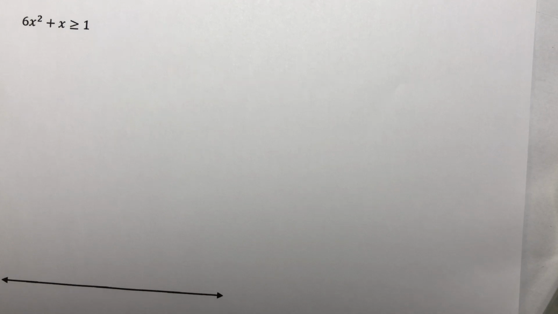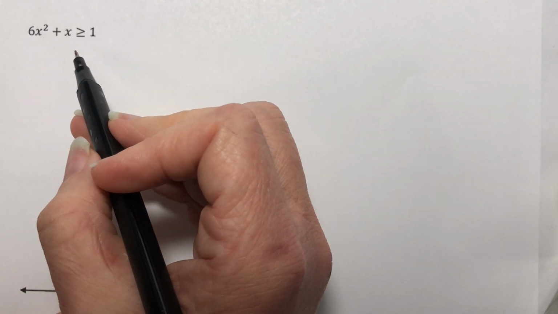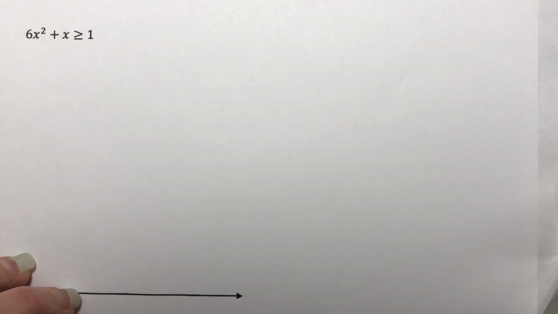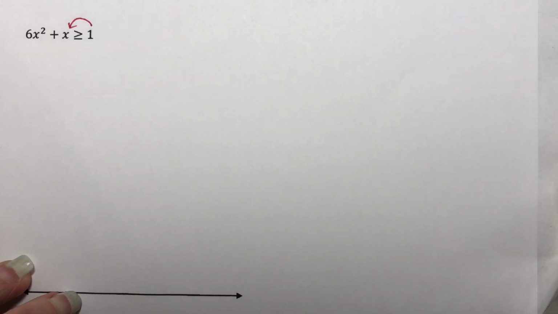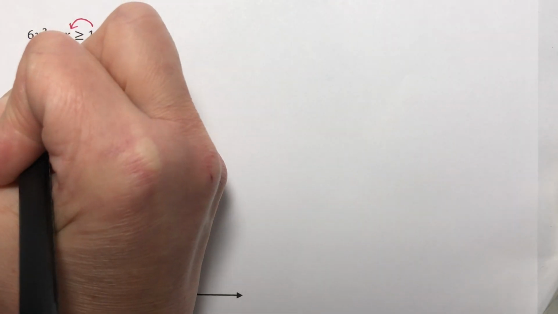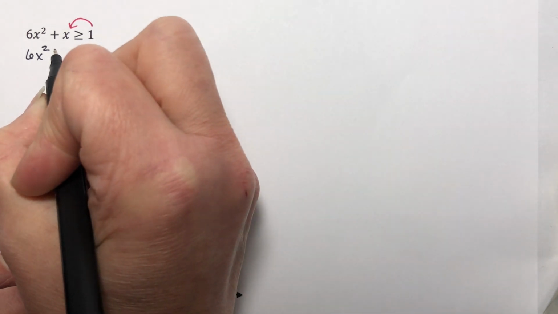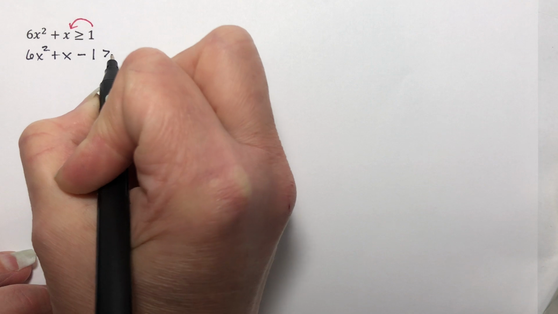Okay, so let's try 6x squared plus x is greater than or equal to 1. The first thing we need is a 0, so I'm going to subtract 1 from each side. That gives me 6x squared plus x minus 1 is greater than or equal to 0.